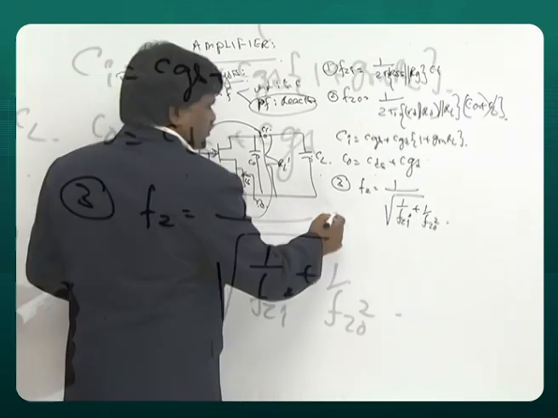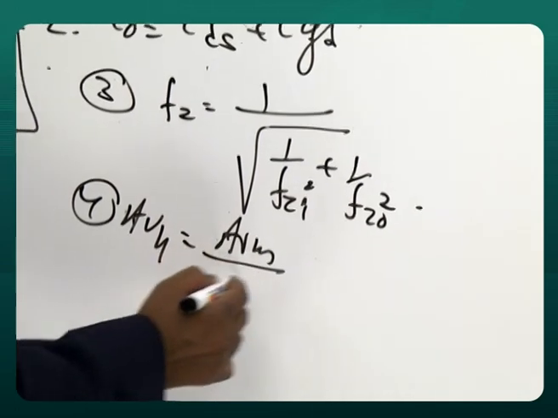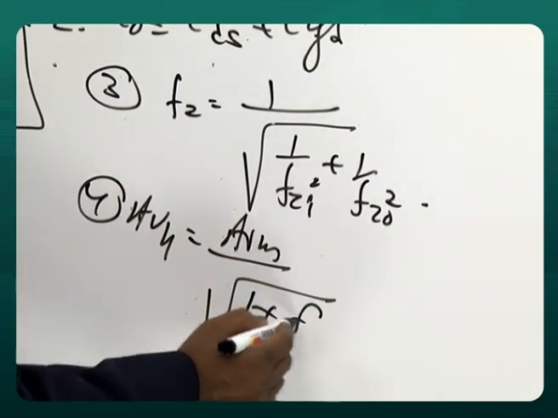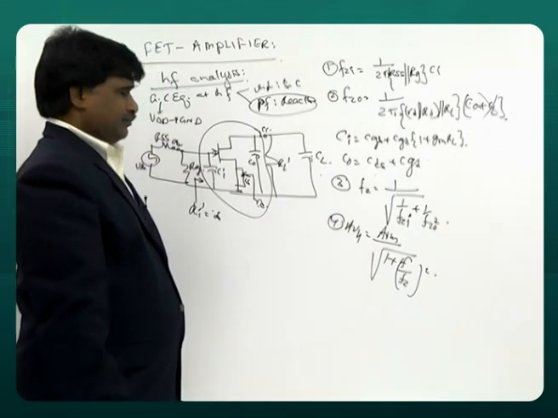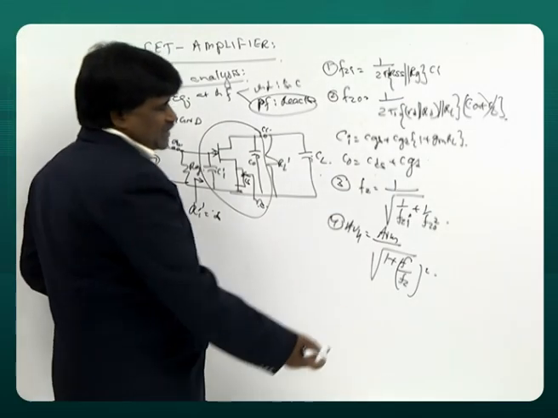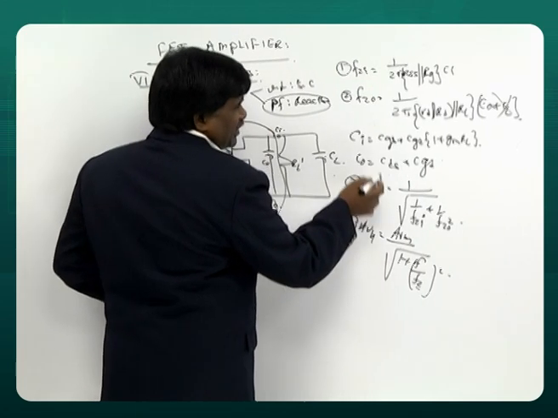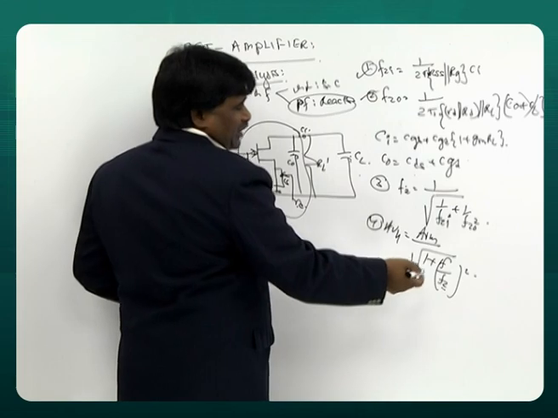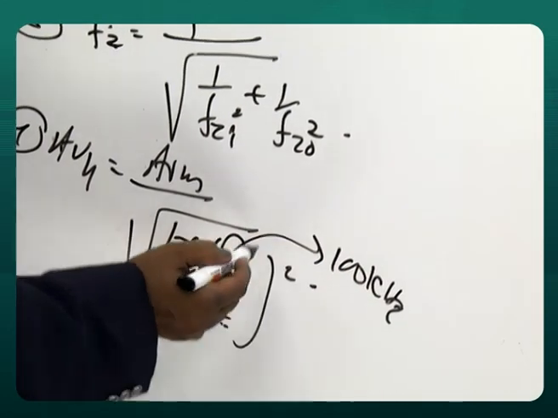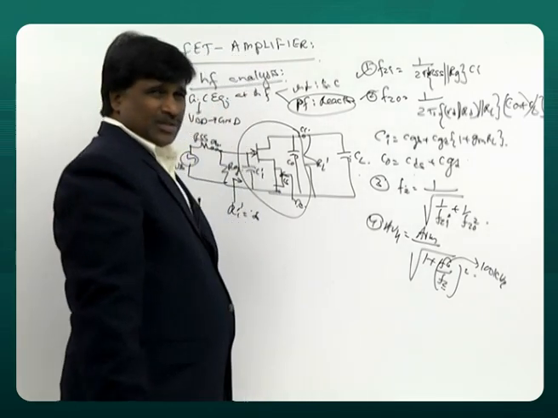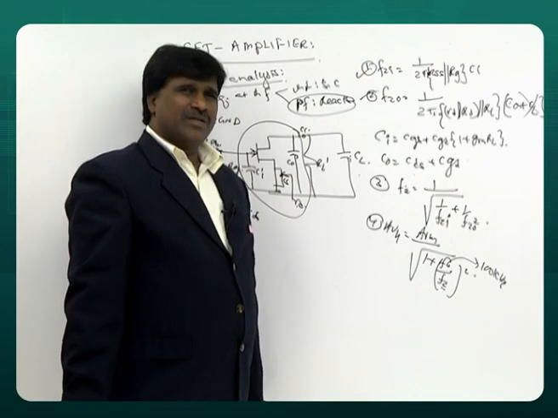Now having got F2, AVH is AVM by root of 1 plus (F by F2) whole square. So what is the whole purpose of this F2? You have to substitute it here. That comes only when these two come. Suppose they say any frequency, like 100 kilohertz, you can substitute there. So from the known value of AVM, you are going to calculate AVH.